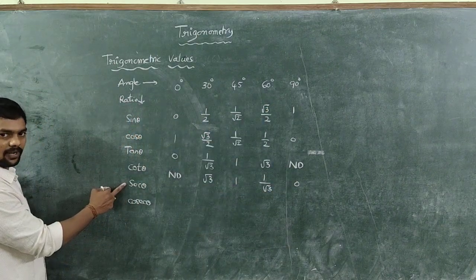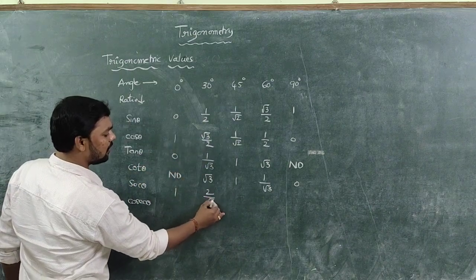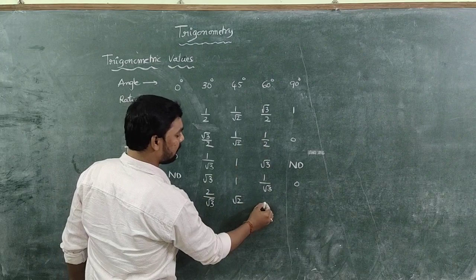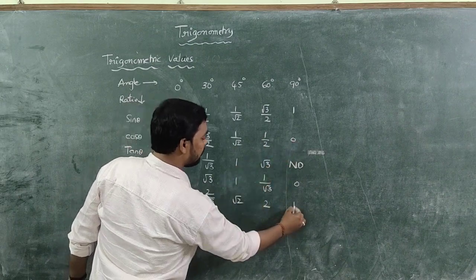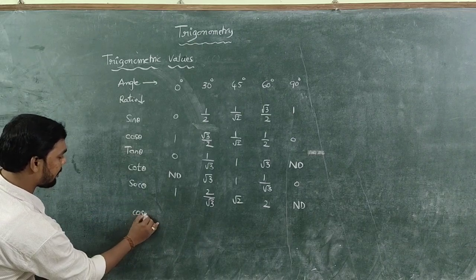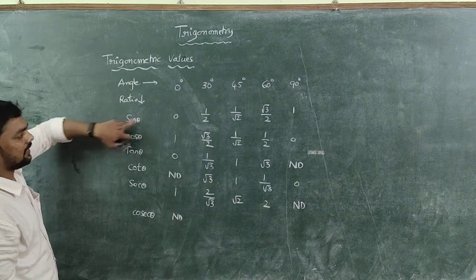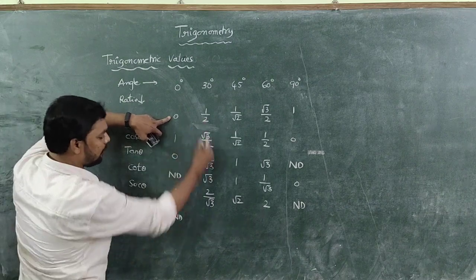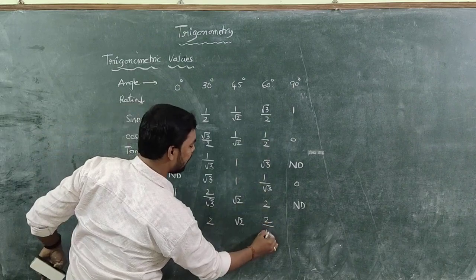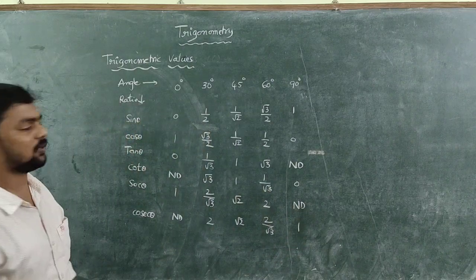Sec theta is a reciprocal of cos theta. 1 by 1 is 1. Root 3 by 2 becomes 2 by root 3. 1 by root 2 will be changed to root 2. 2 by 1, and 1 by 0 is not defined. Cosec theta is the reciprocal of sin theta. Reciprocal of 0 is not defined. 1 by 2 means 2. 1 by root 2 means root 2. Root 3 by 2 becomes 2 by root 3 and the reciprocal of 1 is 1.